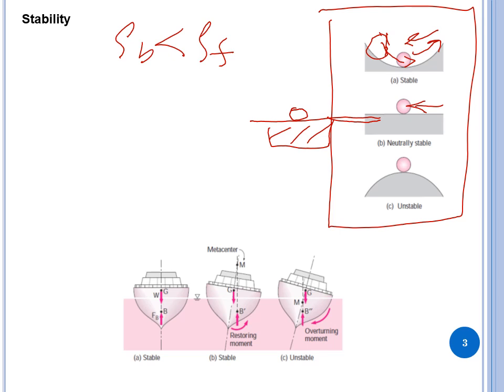The third scenario is a ball placed on top of a hill. Now if I apply a force, it will roll down, but it will not come back. This is the example of an unstable system.